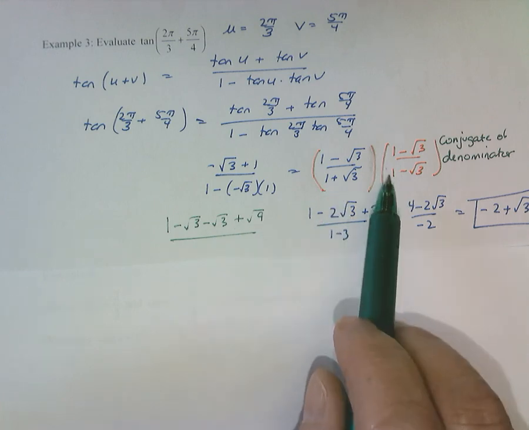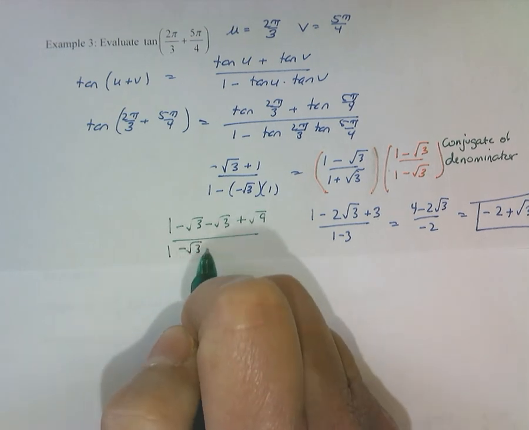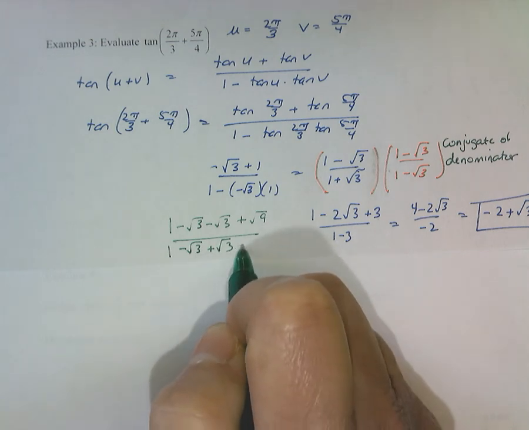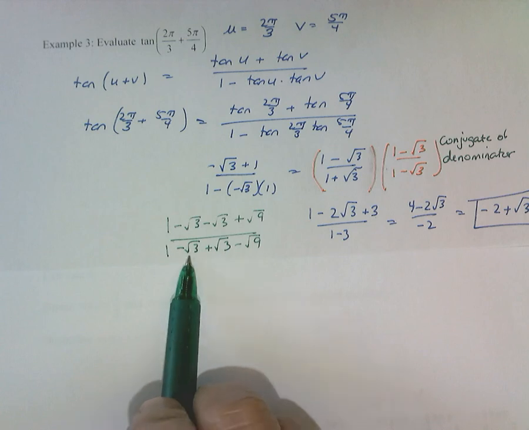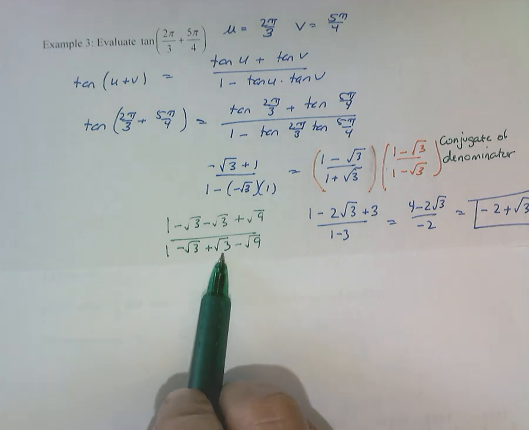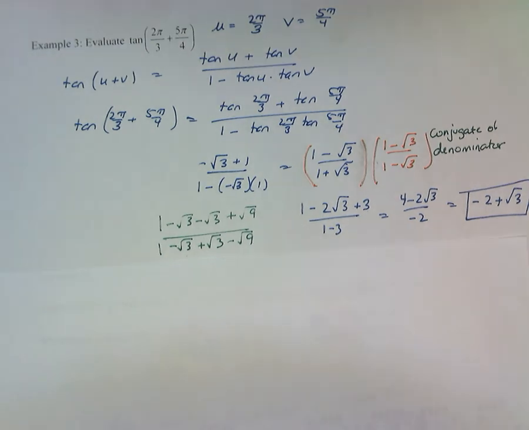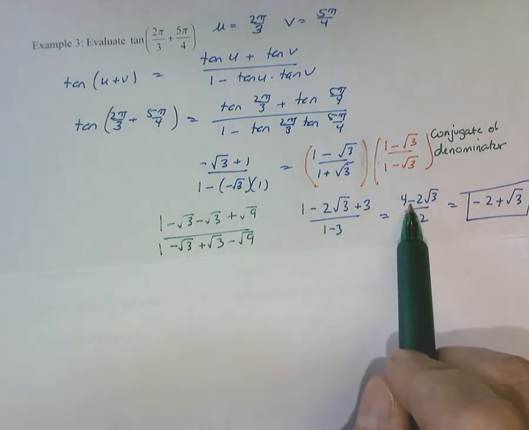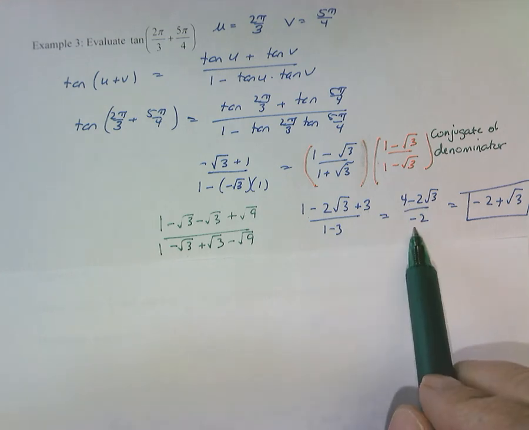My denominator, I multiply, I get 1 minus the square root of 3 plus the square root of 3 minus the square root of 9. The negative square root of 3 and a positive square root of 3 is 0. Square root of 9 is 3, so 1 minus 3. I clean it up. 1 plus 3 is 4. 4 minus 2 square roots of 3. 1 minus 3 is negative 2.